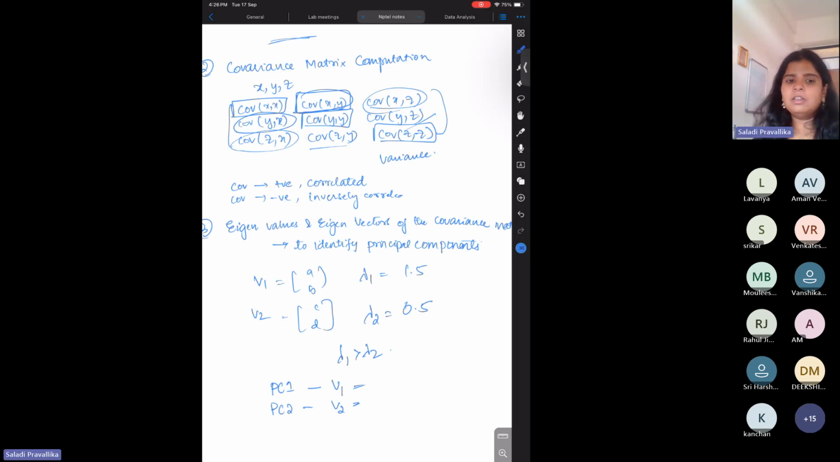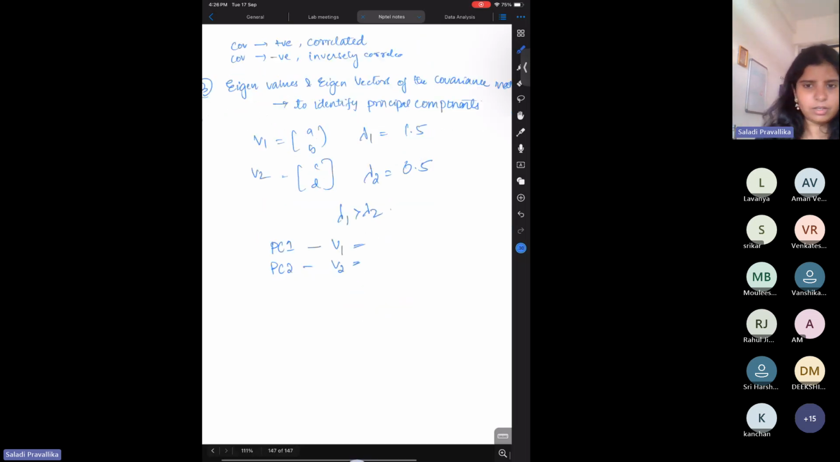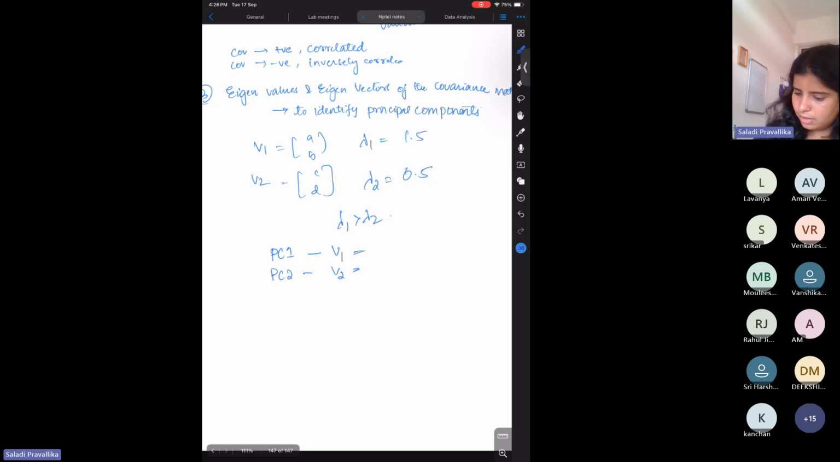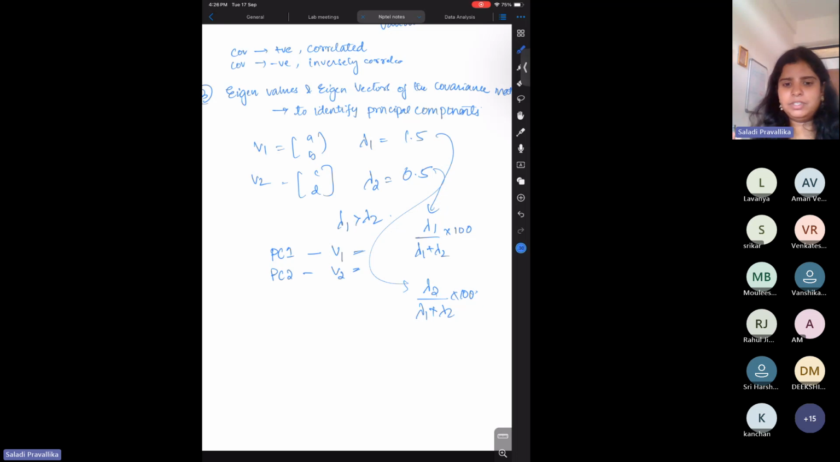So V1 is of higher significance compared to V2. After having the principal components, we compute the percentage of the variance, or the information, accounted for by each component. For the first one, the percentage is lambda1 divided by lambda1 plus lambda2, times 100. For the second one, it is lambda2 divided by lambda1 plus lambda2, times 100. Then we get how much percentage each component accounts for, and the highest percentage will automatically be the one with the higher information.